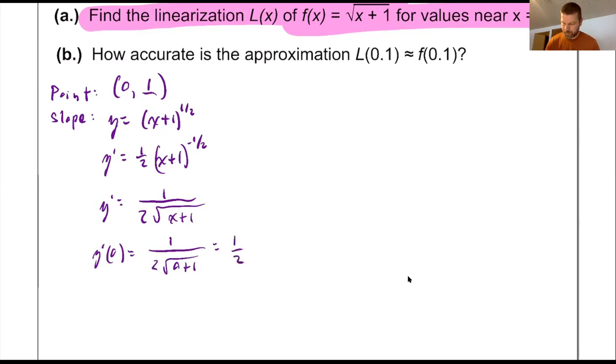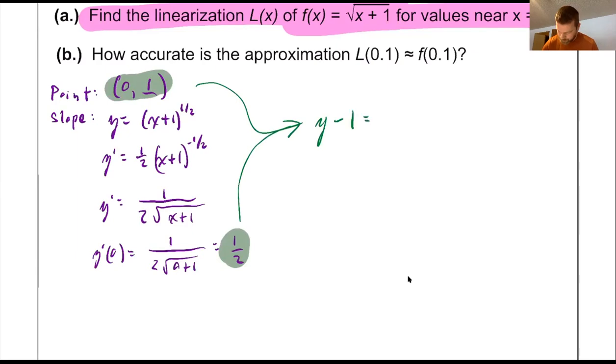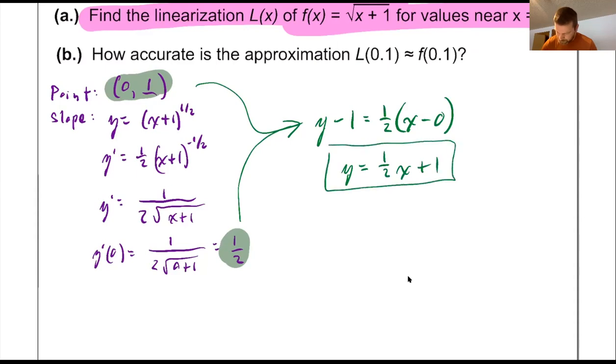All right, I've got a point of 0, comma 1. I've got a slope of 1/2. So I can write my linearization. Y minus 1 equals my slope times x minus 0. You can definitely leave it like that. This one's actually pretty easy to put into slope-intercept form if you like that one better. 1/2 x plus 1. There is my linearization, also known as a tangent line.